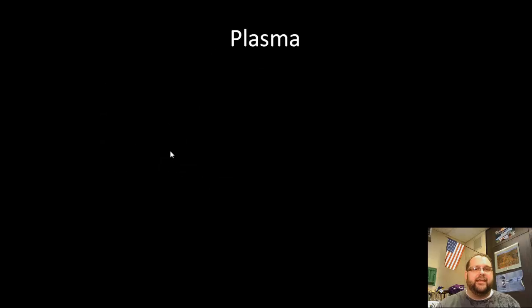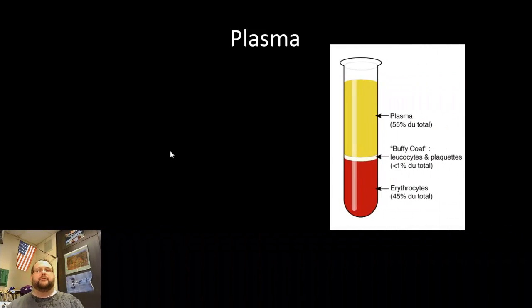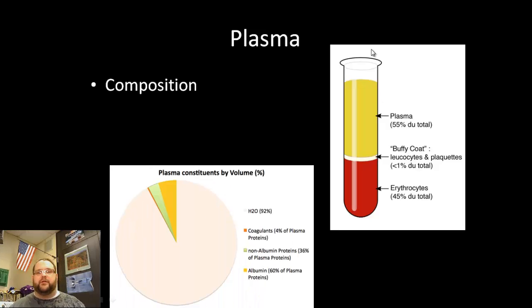All right, we're going to take each of these components one at a time. The first one we're going to start with is plasma. If we take your blood and put it in a centrifuge, which spins it at really high speeds, we're going to separate out the cells because they're heavy. They'll get sucked to the bottom. But the plasma, which is light, will float here at the top, and it looks kind of straw colored. When we do that, we notice that plasma is about 55% of your blood.